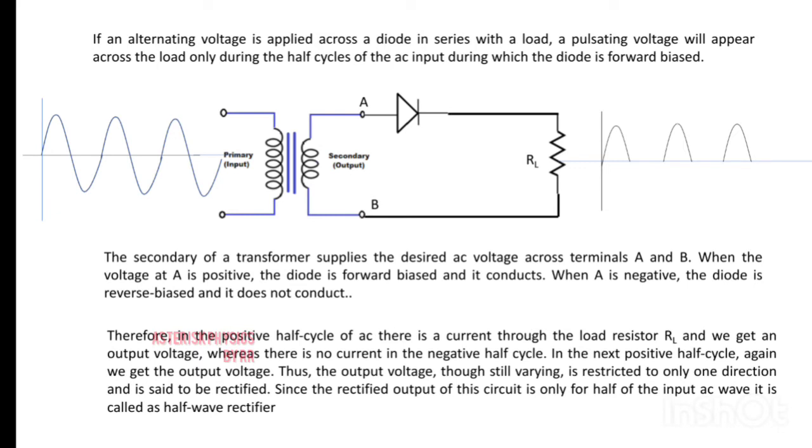Therefore, in the positive half cycle of the AC, there is a current through the load resistance RL and we get an output voltage. Whereas, there is no current in the negative half cycle. In the next positive half cycle, again we get the output voltage. Thus, the output voltage, though still varying, pulsating, is restricted to only one direction and is said to be rectified. Since the rectified output of this circuit is only for half of the input AC wave, it is called a half wave rectifier.